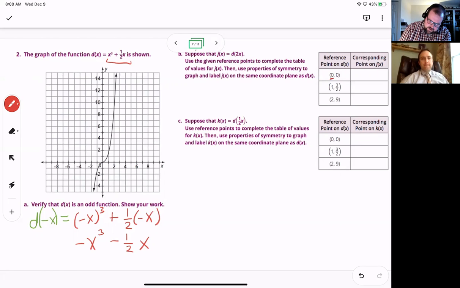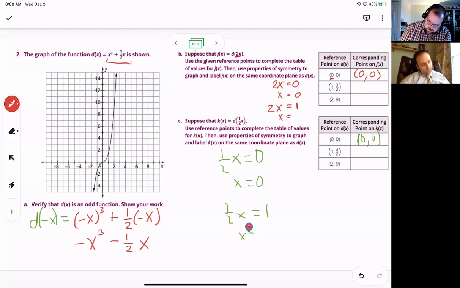So we're trying to find, in other words, a value that would make the same input as 0 when we have 2x. So I could write 2x is equal to 0. Therefore, when I divide by 2, I get x equals 0. So I'll do the same thing. 1/2 x equals 0, so x equals 0. And then for the next one in, again, we want an input of 1. So 2x is equal to 1. When I solve that, I get x is equal to 1/2.